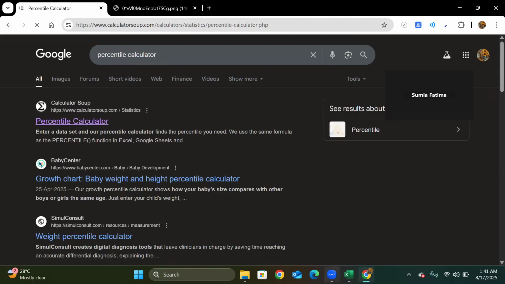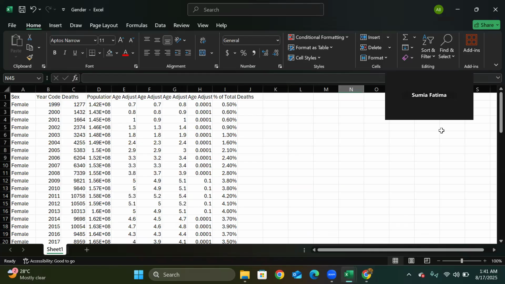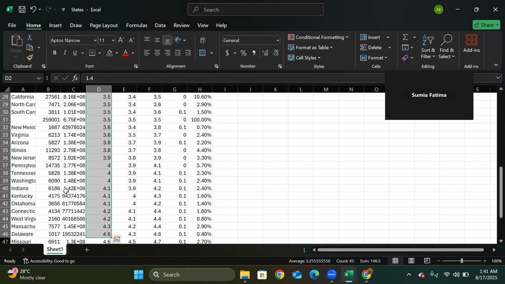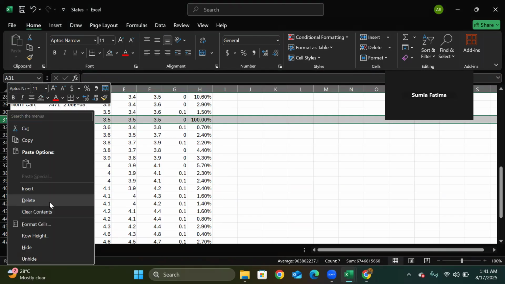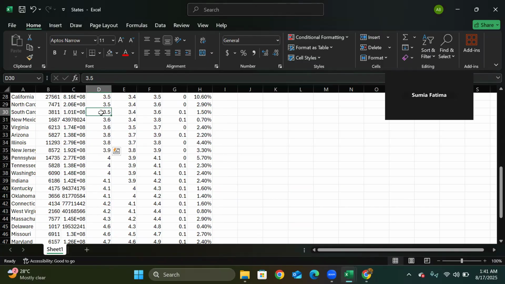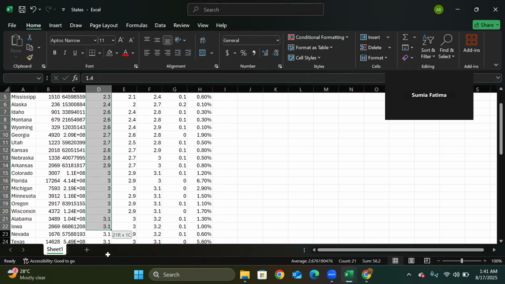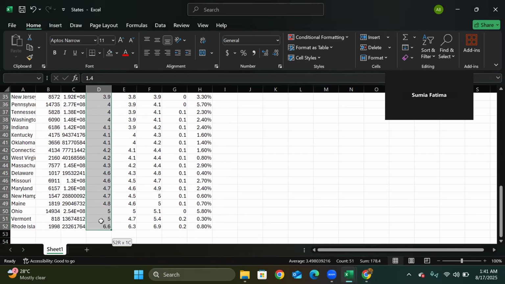I have opened this up. Once again, what I will be doing here is copying the age-adjusted rates of all the states. But I will miss out this one, that is the total one, which should be at the end, but I have arranged it so it has appeared here. Okay, so now once again, the age-adjusted mortality rates of all the states from Alabama to Rhode Island. I have copied it.